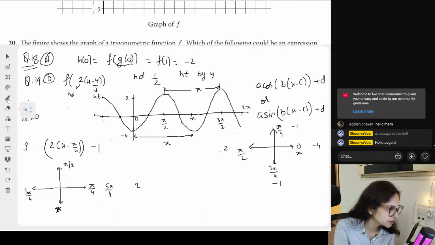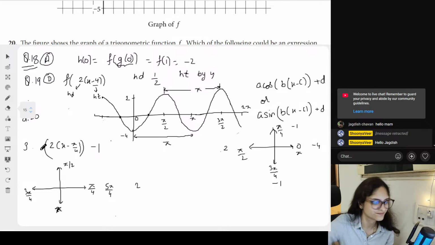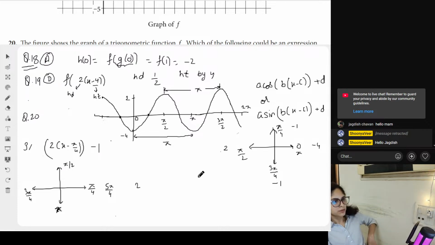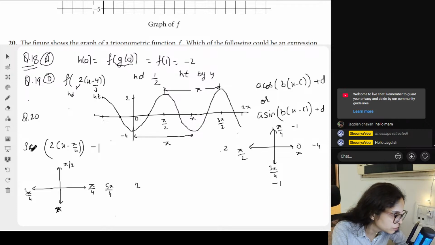So just make it sine. Why is it lagging so much? This whiteboard is not working fine at all.